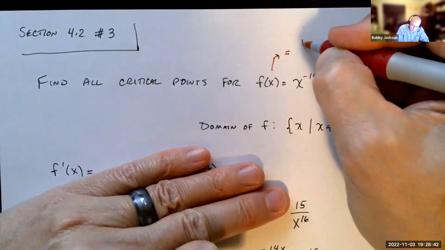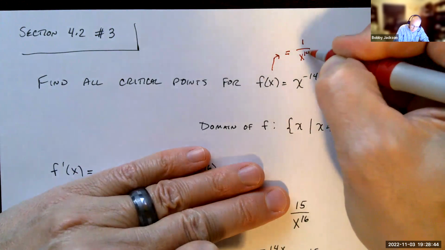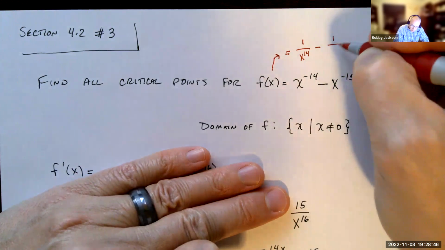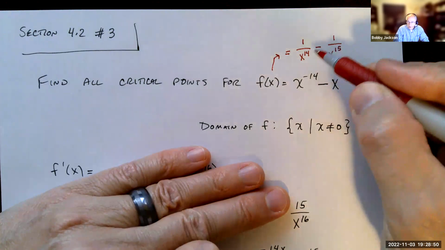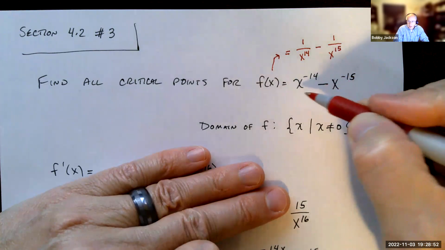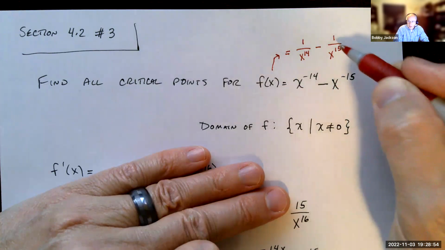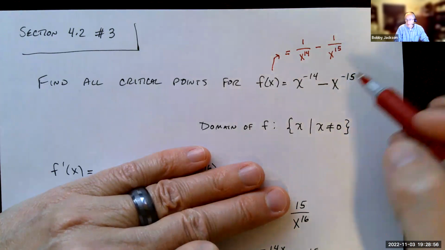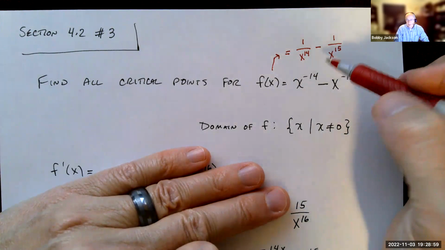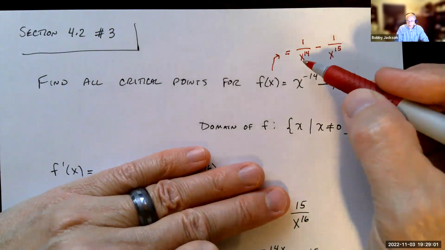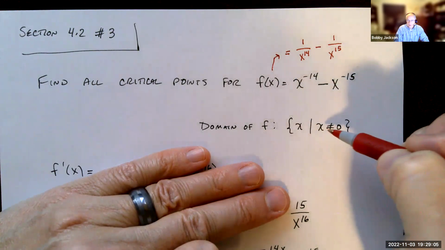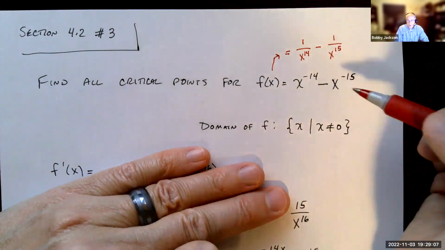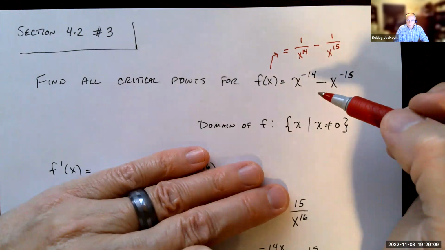x to the negative 14, that is 1 divided by x to the 14th power minus 1 divided by x to the 15th power. But I would not write it in that way to find the derivative. This way is much easier. This does help you to see that the domain for this function is all real numbers except for 0, right? If x is 0, we're going to be dividing by 0, which is undefined. And so I emphasize that. So obviously 0 cannot be a critical point.